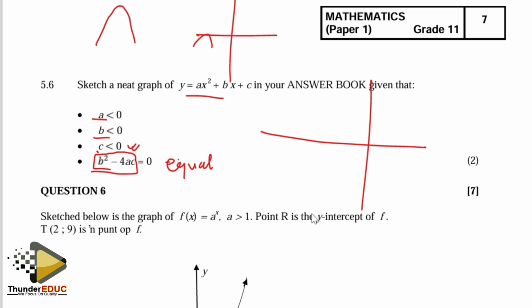So this is going to be something like this. That's your y, this is your x. Then we can have something like this. You can just extend it just like that. So for as long as you draw a nice parabola in that format, that will be the answer.